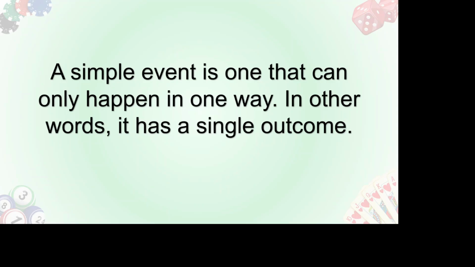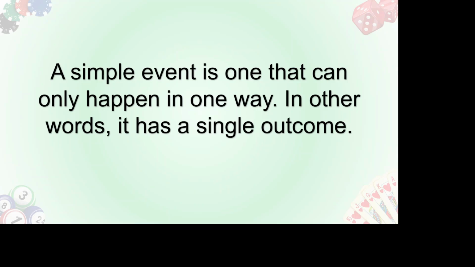Now, what is a simple event? Since the title of this is probability of simple events. A simple event is one that can only happen in one way. In other words, it has a single outcome. Meaning, if we are just talking about getting an even number, then it's just getting an even number. If you're just talking about getting a 5, then it's just getting a 5. There's no "or" or "and".